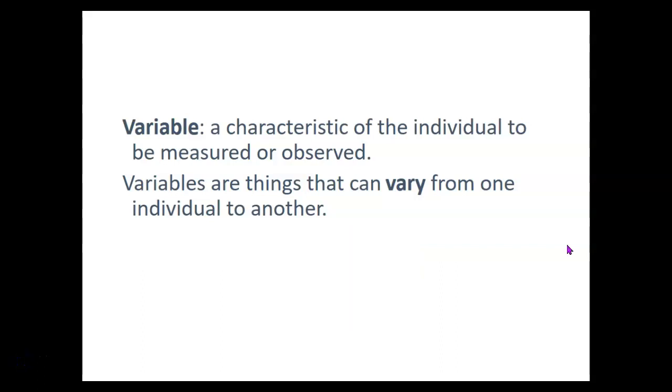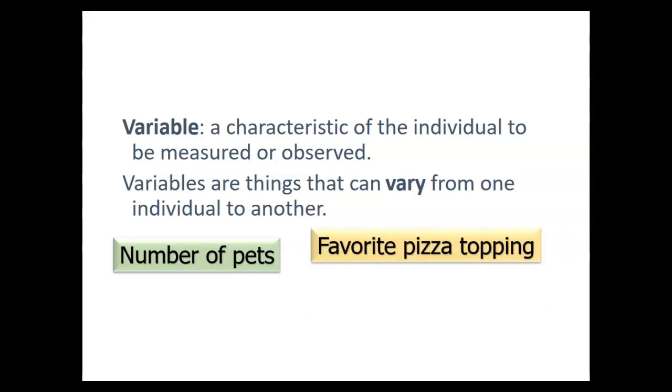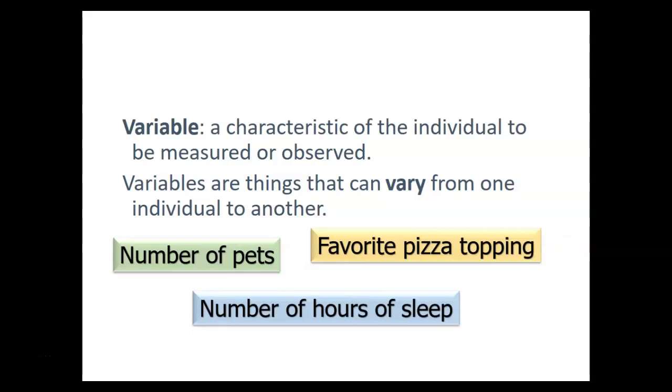So that would include things like number of pets somebody has. One person might have 0. Another person might have 20, but that's something that does vary from one person to another. Favorite pizza topping. That would be an example of a variable, something that varies from person to person. Number of hours of sleep that a person got. And a college student's major. That varies from one student to another, so that would be considered a variable in the statistics sense of the word.